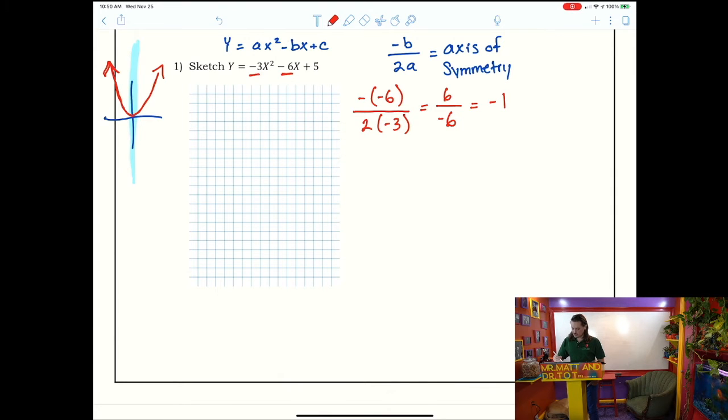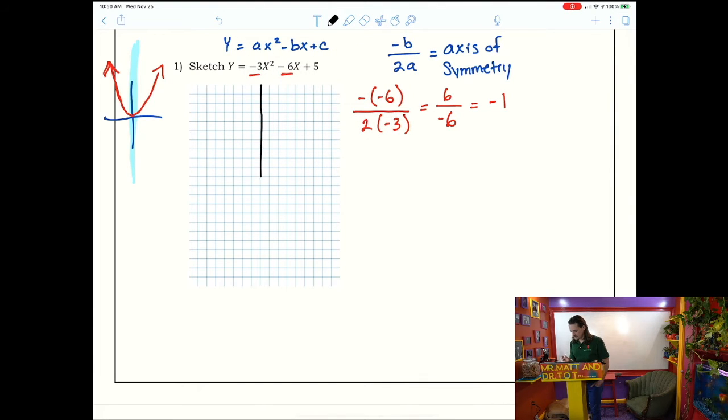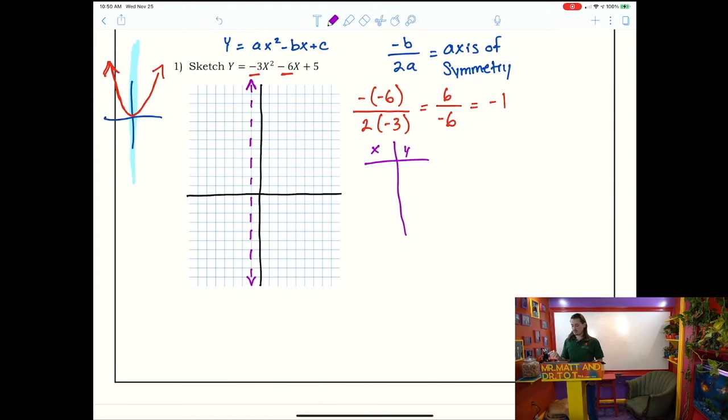So I'm going to go ahead and just draw in an x and y axis. And so at x is equal to negative 1, I'm going to put a dashed line to represent the axis of symmetry. So I know that the vertex has to occur somewhere along this vertical line. When testing values, I'm definitely interested in negative 1, where the vertex is going to occur. And then I'm also going to test two values, one a little bit to the left, maybe -2, and one a little bit to the right, maybe 0.